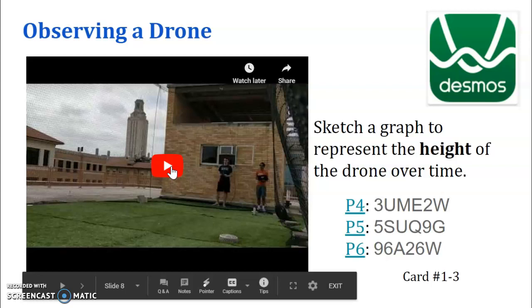You're going to use this link there, and you are going to actually try to sketch the graph yourself to represent this situation. We're graphing the height of the drone over time. So the input is going to be the time. What is the output? It's the height. Okay, and you're just going to be working on card number 1 to 3. If you are absent, you absolutely must do these exercises because you need the practice.